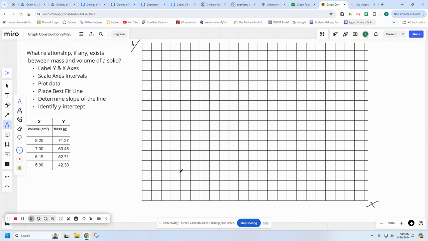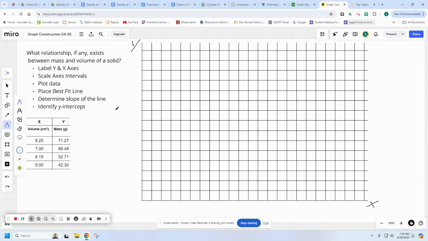After you label those axes with the quantities, the type of measurement that you're getting, you move on to scaling the axes. You need to scale the lines, the boxes, or what I call the intervals, with an appropriate number that spreads the data out throughout most of the graph. Then you can plot the data, place a best fit line that best fits the data, and then determine the slope of the line, and finally identify the y-intercept.